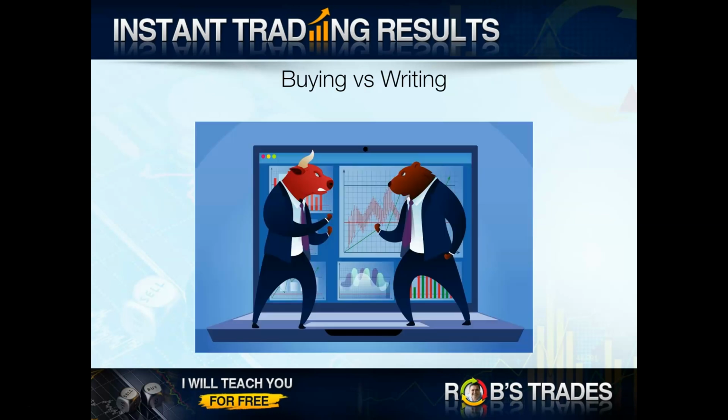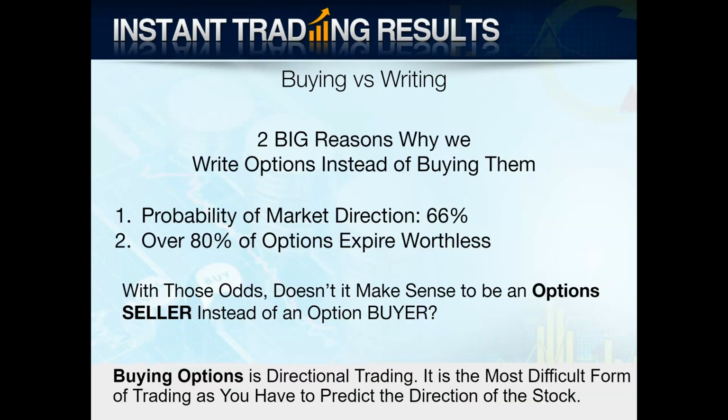So buying versus writing. Two big reasons why we write options instead of buying them. Number 1, the probability of market direction is 66%. So you've got 2 ways of making money with this. Okay, if the stock goes the direction you think it's going to go, or it stays flat. So you've got 2 out of 3 possibilities of making money.